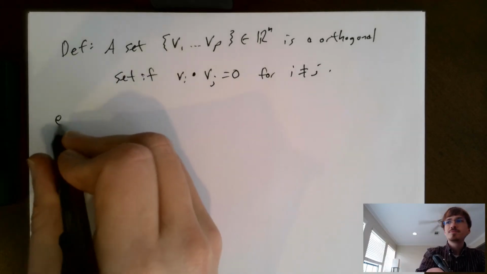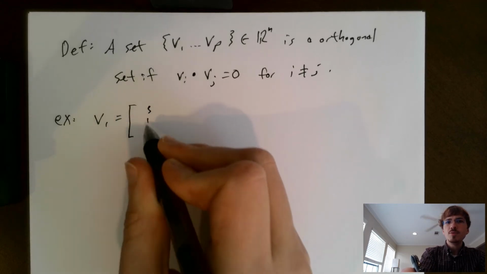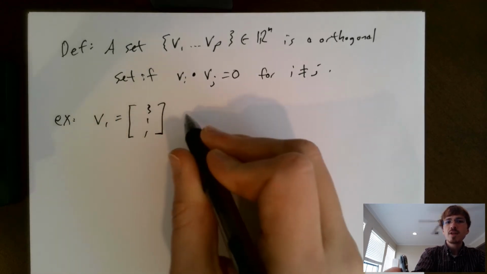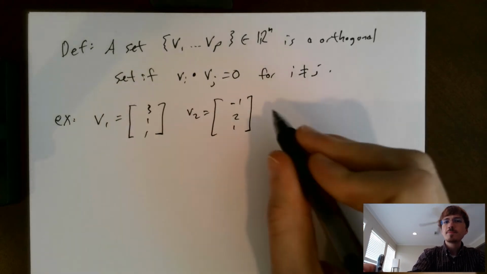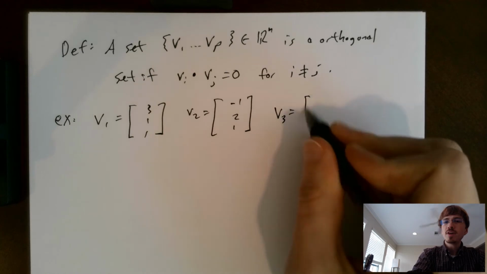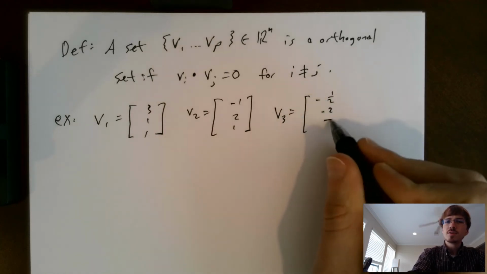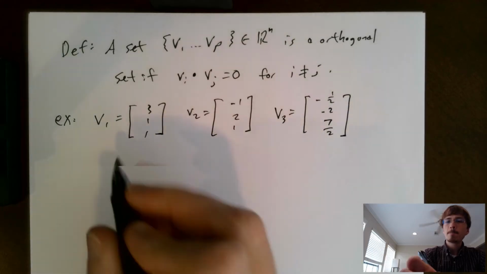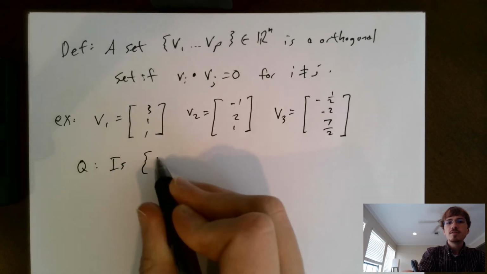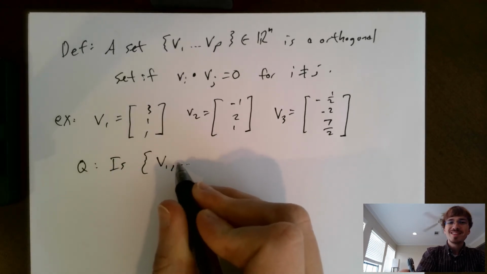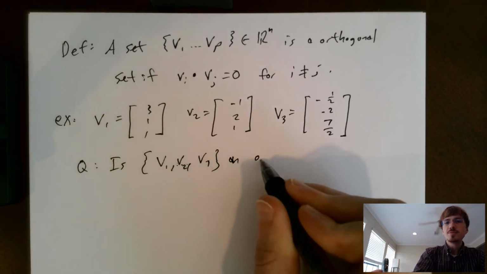Let's do an example. Let's let v1 be the vector 3, 1, 1. Let's let v2 be the vector negative 1, 2, 1. Let's let v3 be the vector negative 1 half, negative 2, 7 halves. Question. Is the set v1, v2, v3 an orthogonal set?